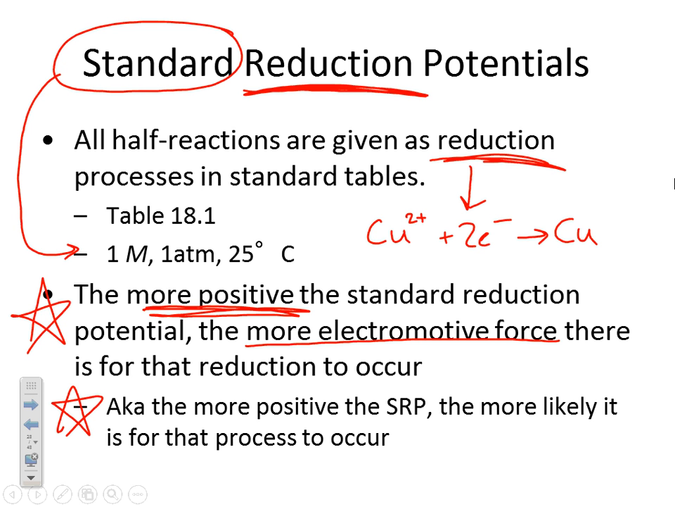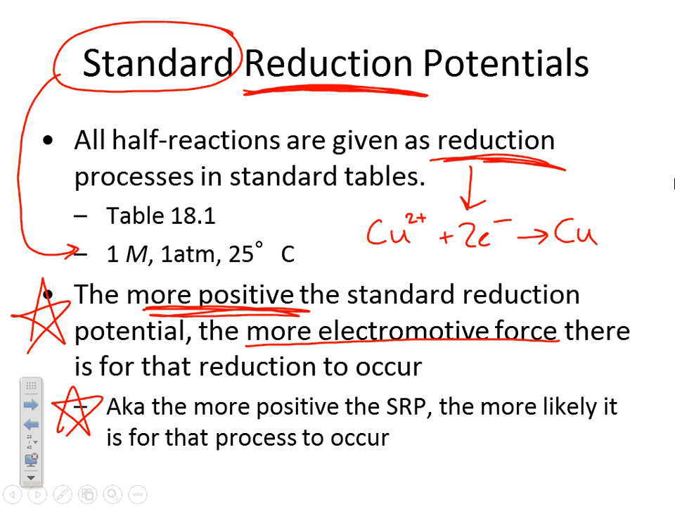So something with a very high positive value for its SRP, its standard reduction potential, means that reduction half reaction really wants to occur. That thing really wants to be reduced. For example, fluorine, right? F2 going to 2F minus. Well, that's reduction, but fluorine really wants to be reduced. It wants to gain that electron. So it would have a very high positive value for its standard reduction potential. It really wants to be reduced. Whereas if you considered, for example, Na going to Na minus, sodium does not want to be reduced.